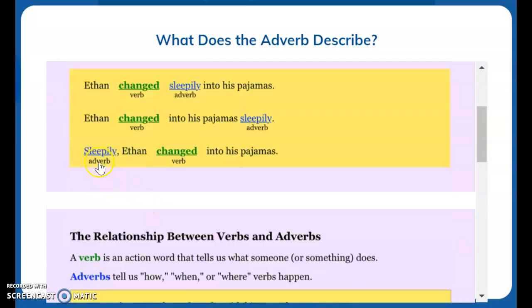And in fact, the adverb sometimes can come before the subject, like in this sentence. Sleepily, Ethan changed into his pajamas, right? So sleepily is still describing how he changed, so it's still the adverb. It's just in a different place.